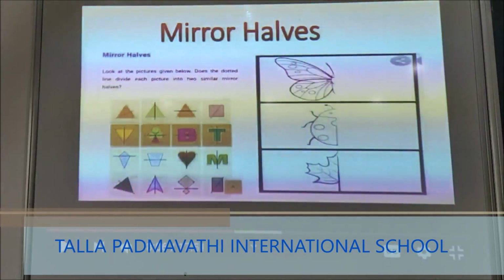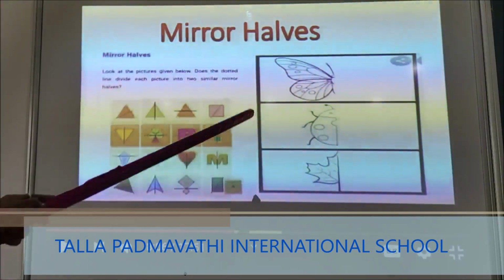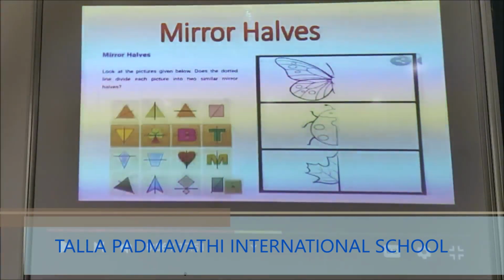So here is a small homework for you. You can draw it on a paper and you can put a mirror to complete this image. Or else you can fold a paper and draw it and open it to complete the image of a butterfly, a bug and a leaf.